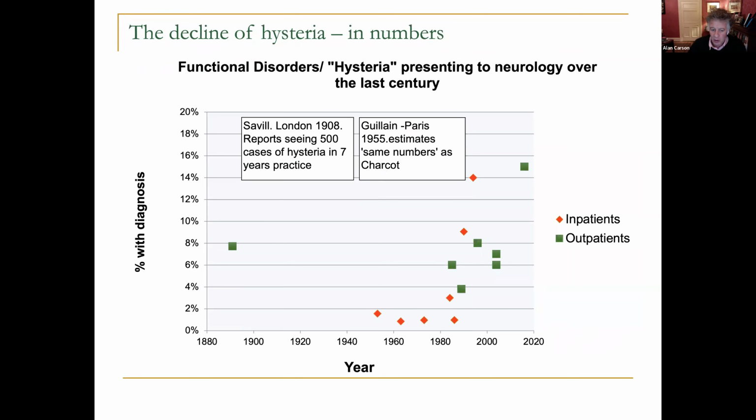In fact, when we did the Scottish Neurological Symptom Study, the biggest epidemiological study in the field, we found about 6.5% of people had pure functional disorders. Charcot had said 8%. There's very little difference in rates over time and very little evidence to suggest any significant change. Again, it's a story that it declined.